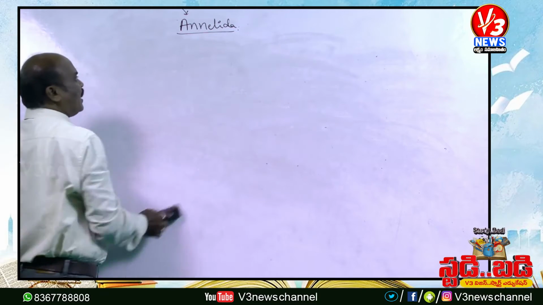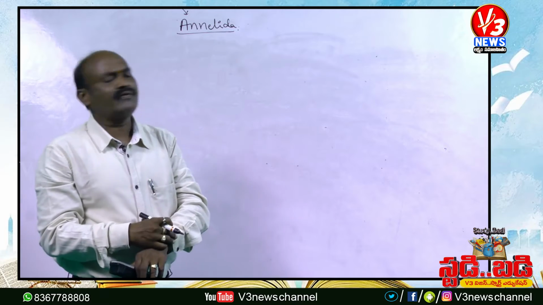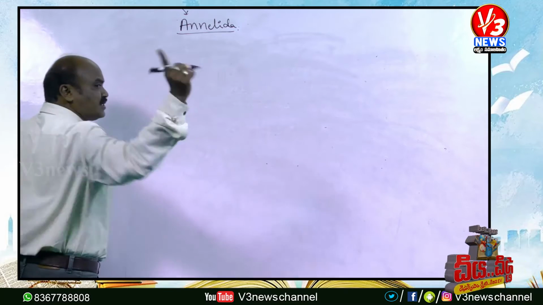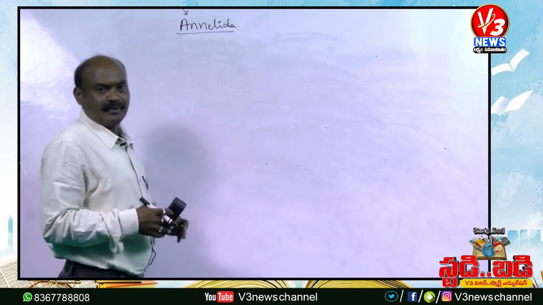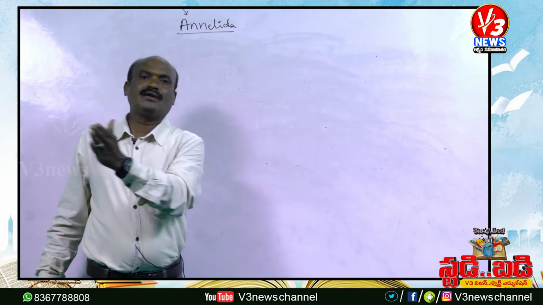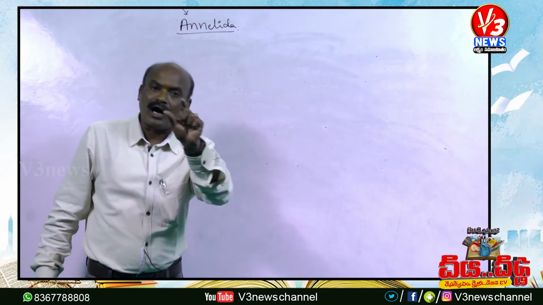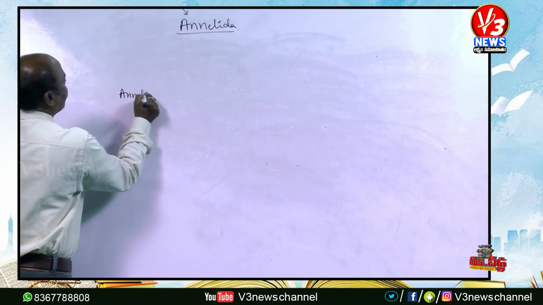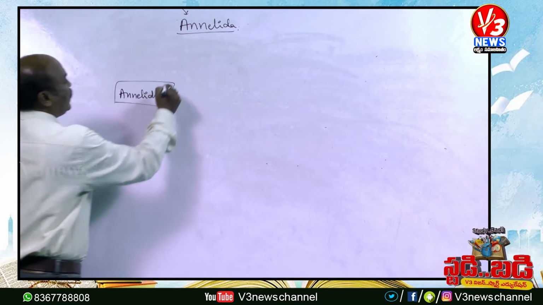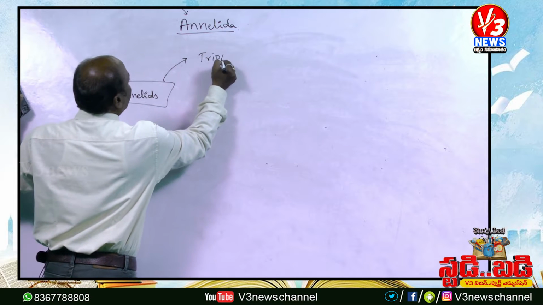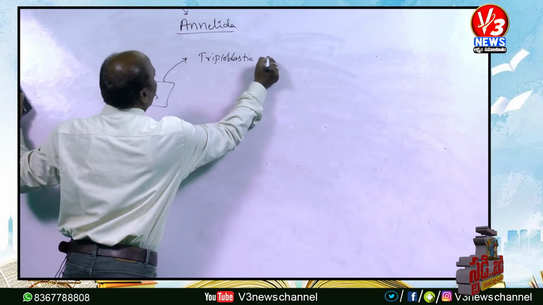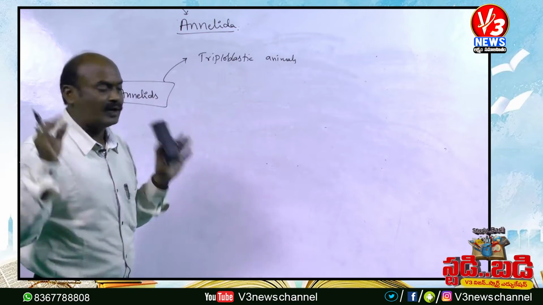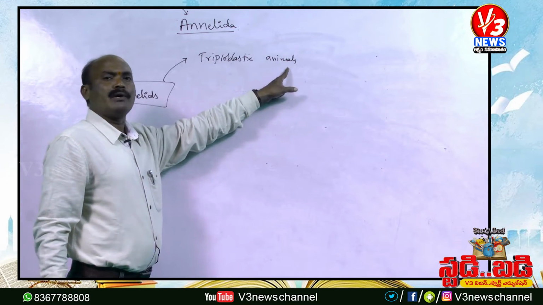Yes, in our previous class, we discussed very important areas. The first triploblastic phylum is Platyhelminthes. From Platyhelminthes onwards, all are triploblastic. Here we are going to take the characteristic features of annelids. These are also triploblastic animals, the same way as flatworms and roundworms. The annelids are also triploblastic animals.